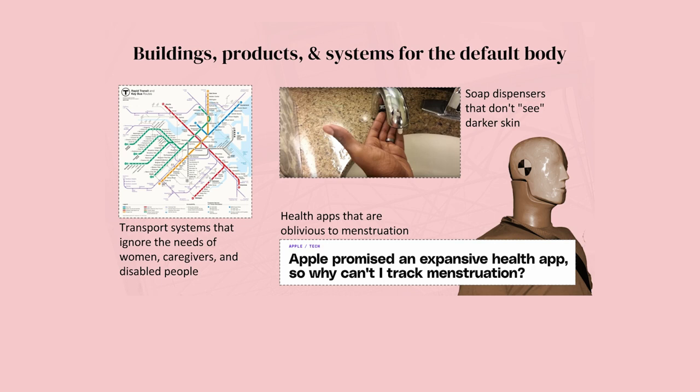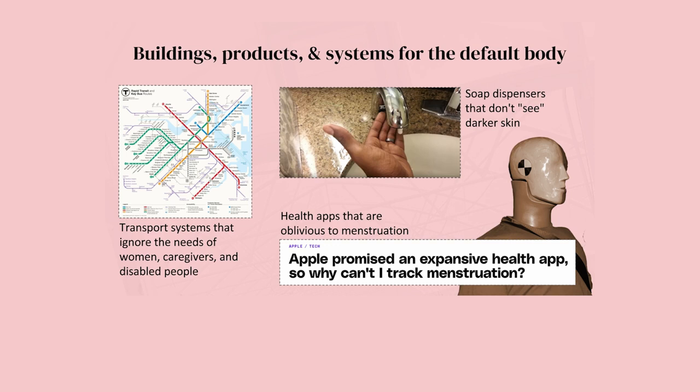Major companies like Apple release health apps that are oblivious to the fact that more than half of the population menstruates. And it's not only narrow, but it's actually harmful that we allow a tiny subset of the population to stand in for this default universal body. Privileging the elite, white, cisgender, male, non-disabled body in design, in media, in data, and in digital systems has led to inconvenience, harm, and even loss of life. One of the most widely cited cases is that of crash test dummies.